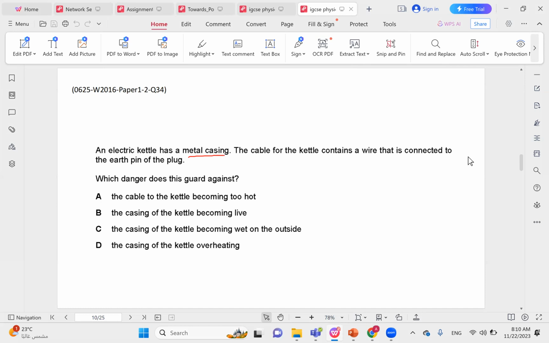So why do we need an earth wire? To protect against the live wire touching the casing of the kettle. Or in other words, to protect us from the casing of the kettle becoming live.